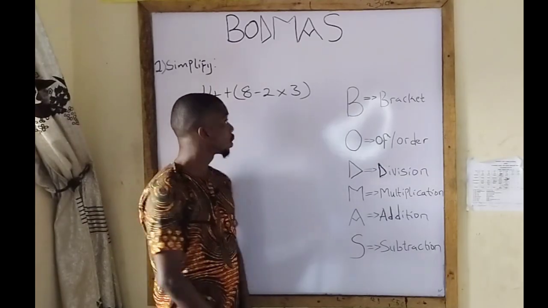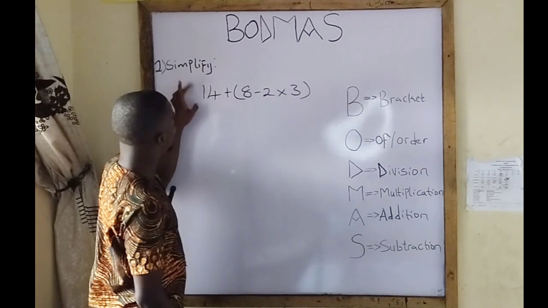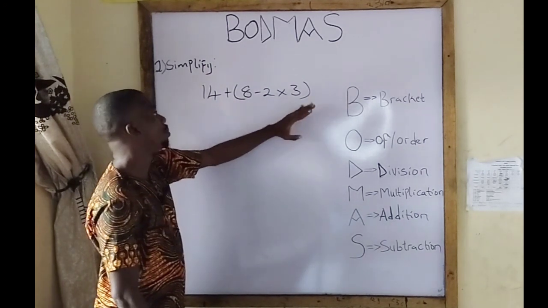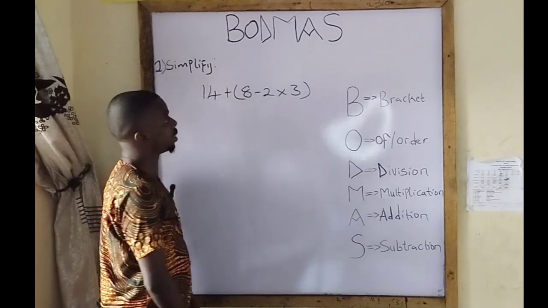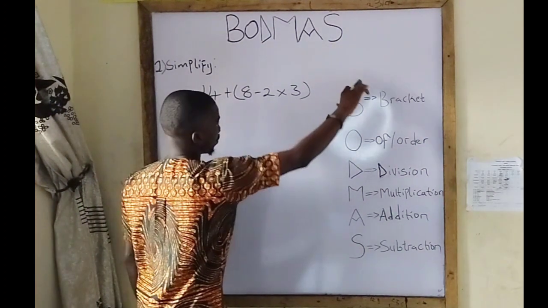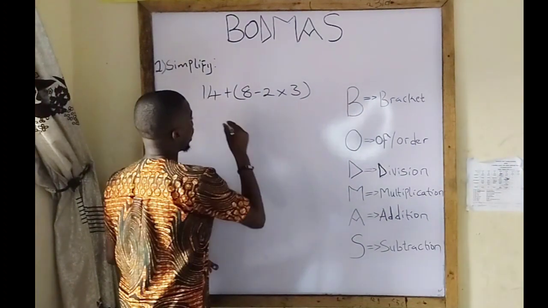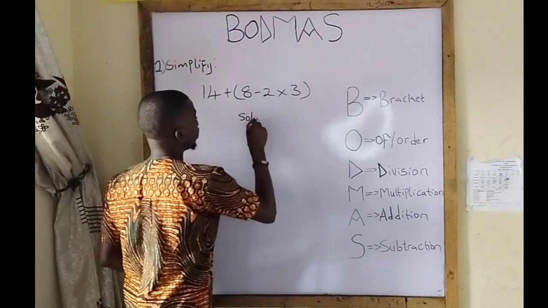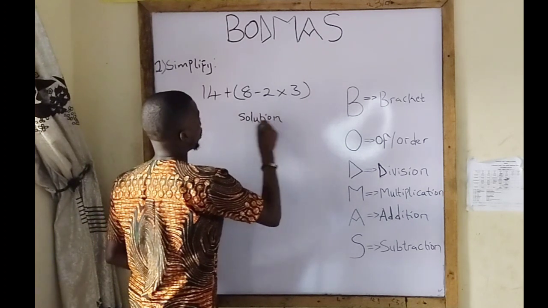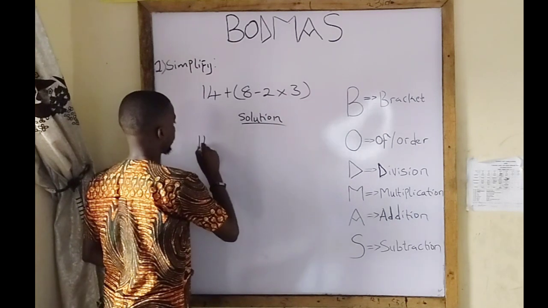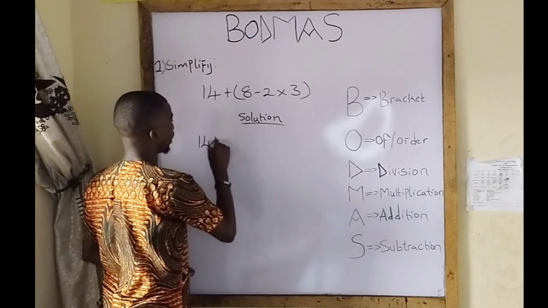Now the next question is simplify 14 plus bracket open 8 minus 2 times 3 bracket close. Now you know that bracket stands first, the very first in the order of arithmetic operation. So we are going to give preference to what's inside the bracket before anything else. So let's go solving what's inside the bracket first.